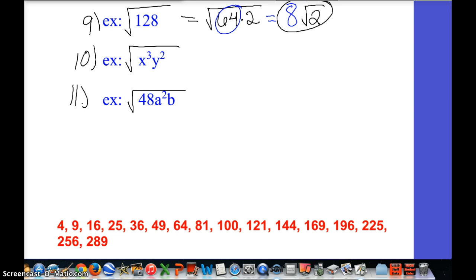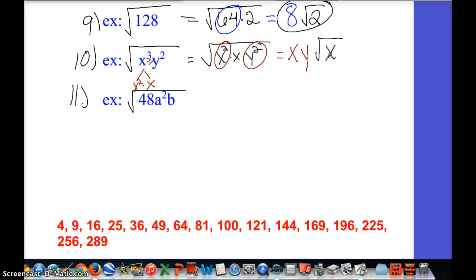Number 10, again, we don't have an even. This x cubed is odd. So I'm going to write it as x squared times x. So I know that this equals the square root of x squared times x times y squared. Circle my even exponents, and that is the square root of x squared is x, the square root of y squared is y, and again, we didn't take the square root of that plain old other x.